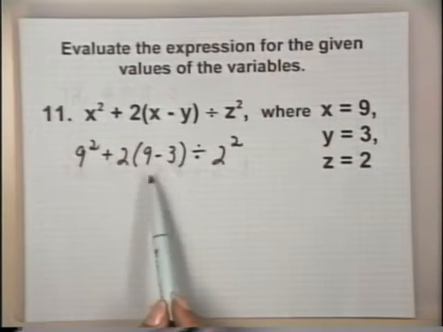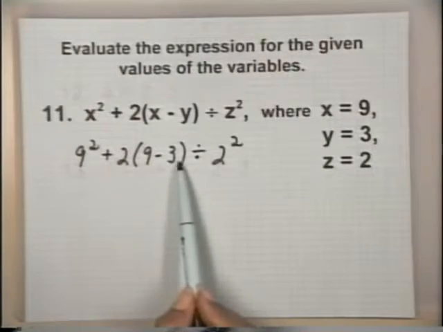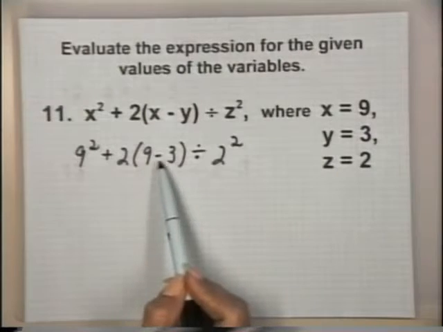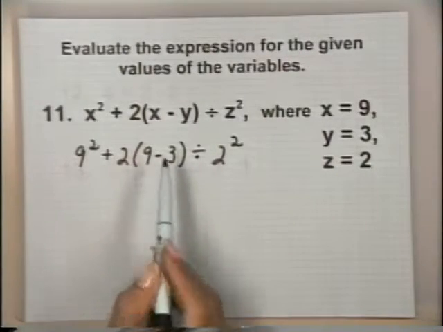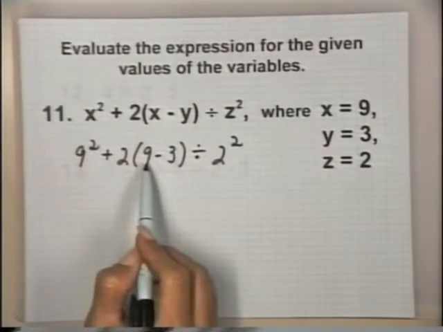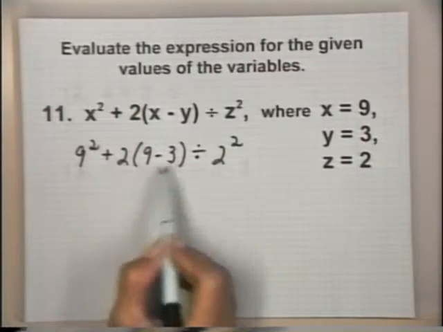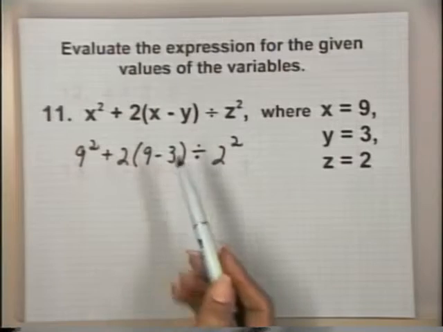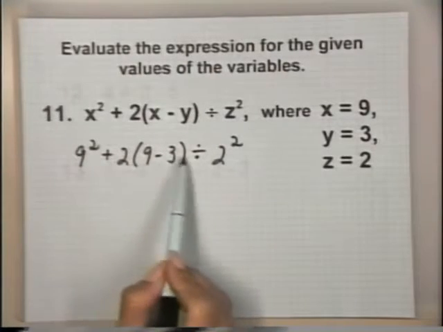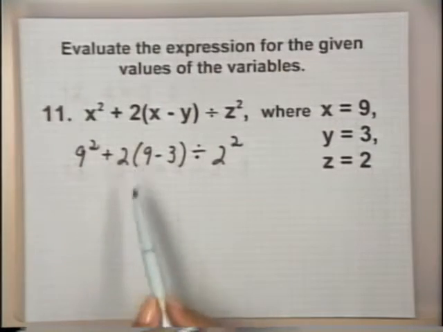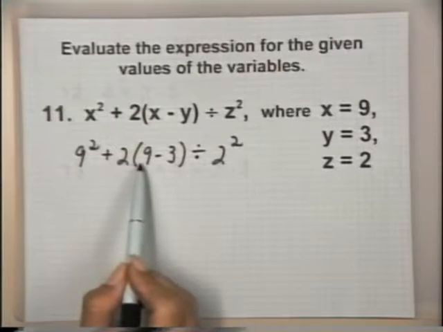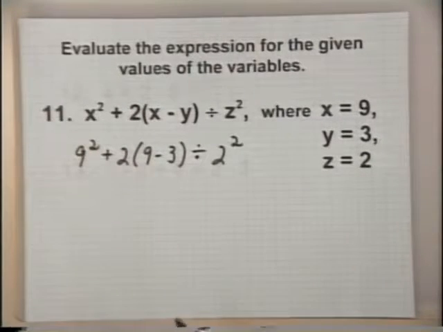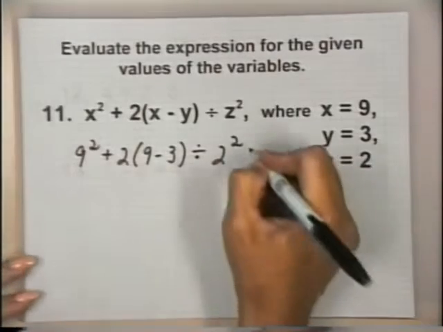Once again, they're serving double duty. They are grouping the 9 subtract the 3, so that tells us to subtract that 3 from that 9 first, but they also serve as multiplication symbols because we are supposed to multiply this answer times 2. Since there's no symbol between the 2 and the parenthesis, the parentheses also serve as multiplication symbols.